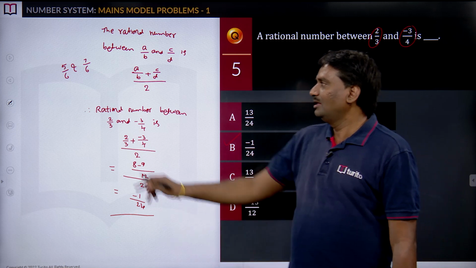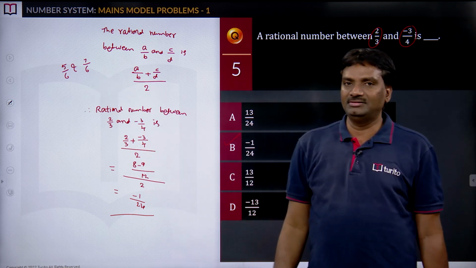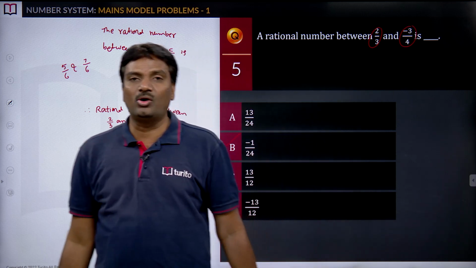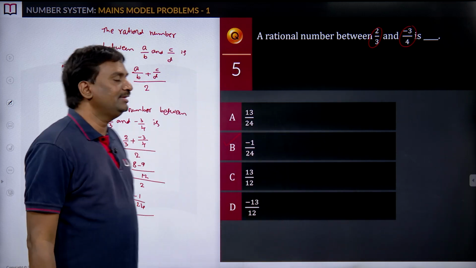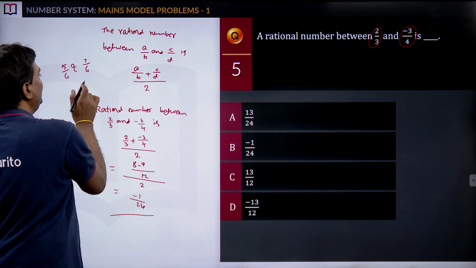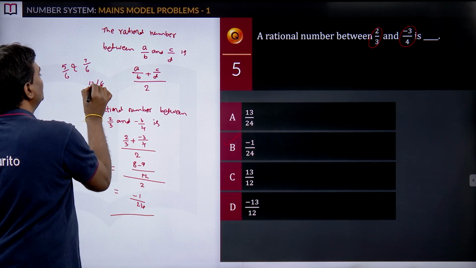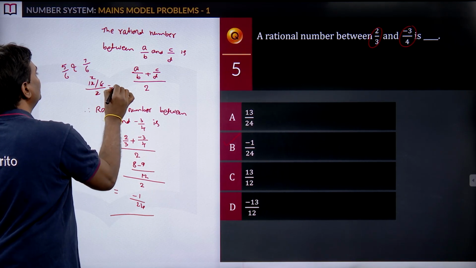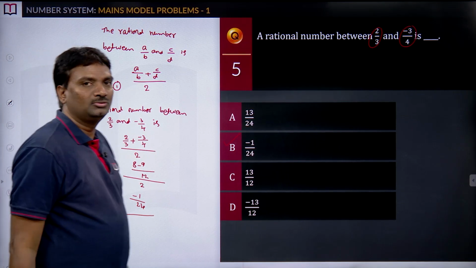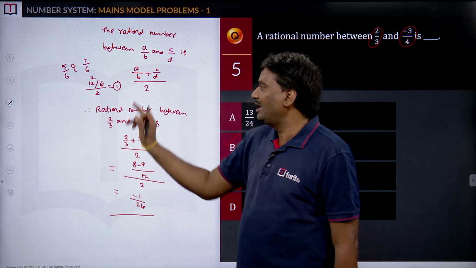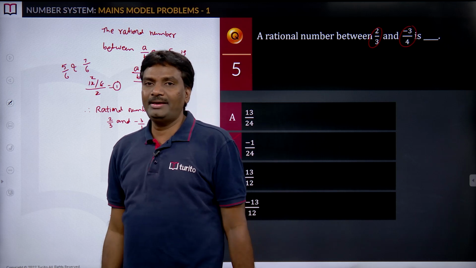So, very simple. Here 5 by 6 and 7 by 6. By observing these two numbers, clearly we have the same denominator. When the denominator is the same, you just have to add the numerators. So 5 plus 7 is 12 by 6, by 2. 6 twos cancel, 2 twos cancel. So that is 1. So 1 is the rational number between 5 by 6 and 7 by 6, and 1 can be written as 1 by 1.